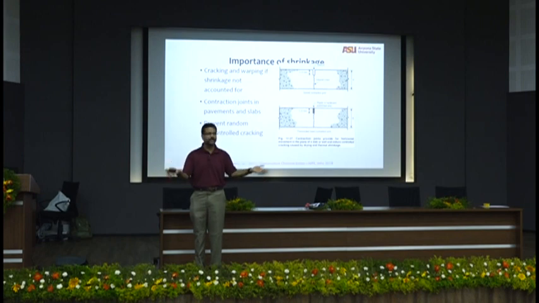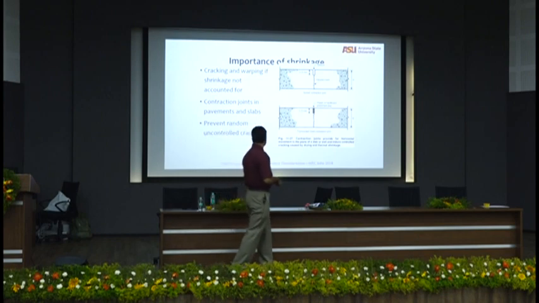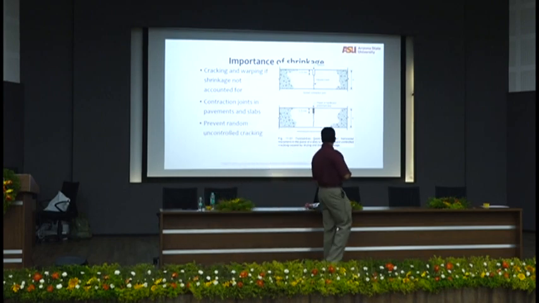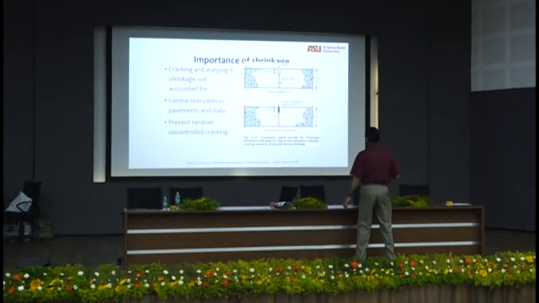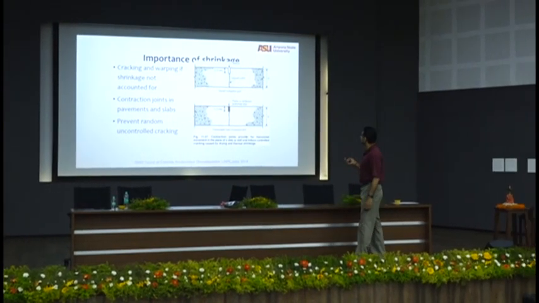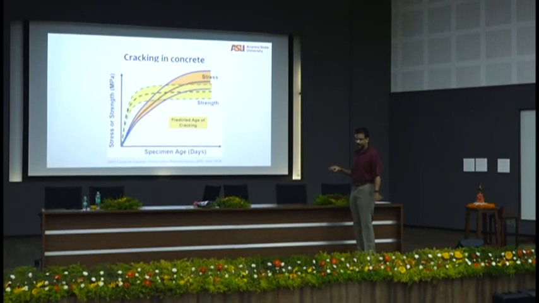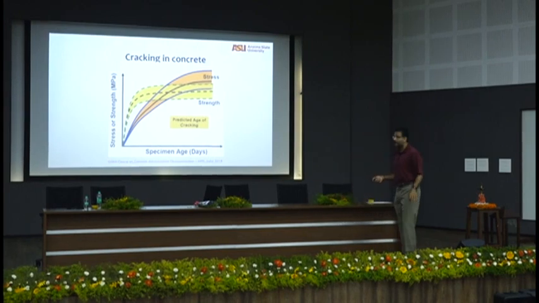What happens if it does so many times? Fatigue, right? Like a thermal fatigue. So you will have thermal fatigue and cracking because of it. So you want to control all of that. Contraction joints in pavements and slabs are used to control that. You have to prevent random uncontrolled cracking. So here is a simple picture that you can look at.